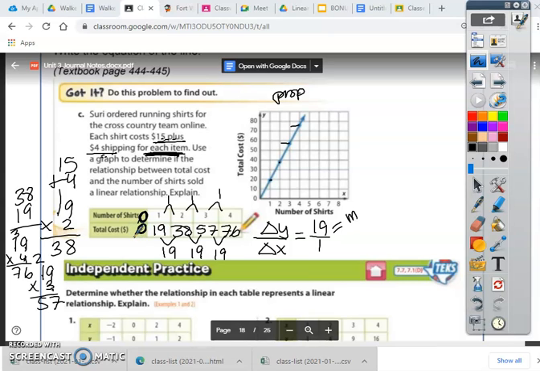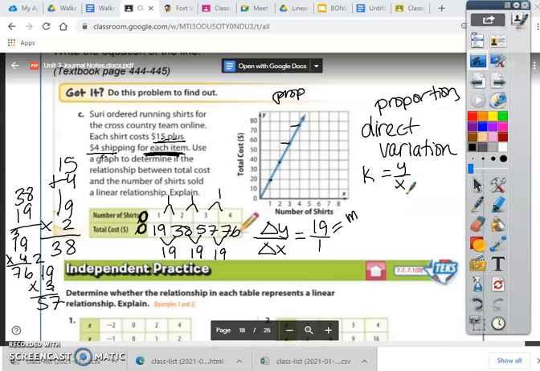So we do have a direct variation, which means that it is proportional. Make sure you know that. Direct variation, which is K, Y over X, that's that constant ratio. Okay, so we have a proportional relationship. That means we use Y equals KX. Do I know what K is? I sure do. It's M in this case, right? We said it's always M, sometimes K. If it's K, it happens to be both.